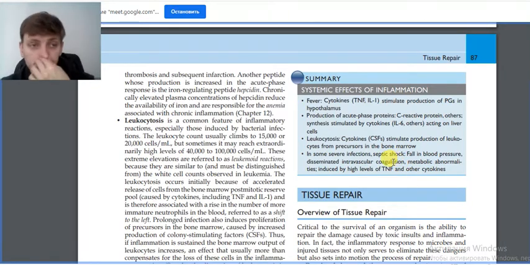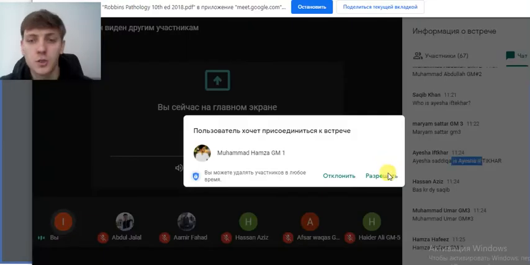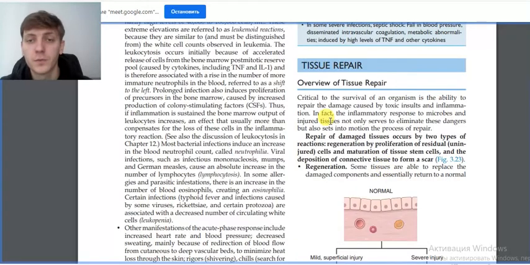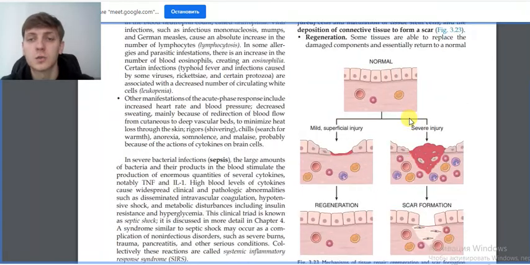Okay, and finally we came to the last part of this set of lectures. It's tissue repair. So how does tissue repair happen? Repair of damaged tissues occurs by two types of reactions: regeneration by proliferation of residual uninjured cells and maturation of tissue stem cells, that's the first one, and the deposition of connective tissue to form a scar. That's shown on this diagram.